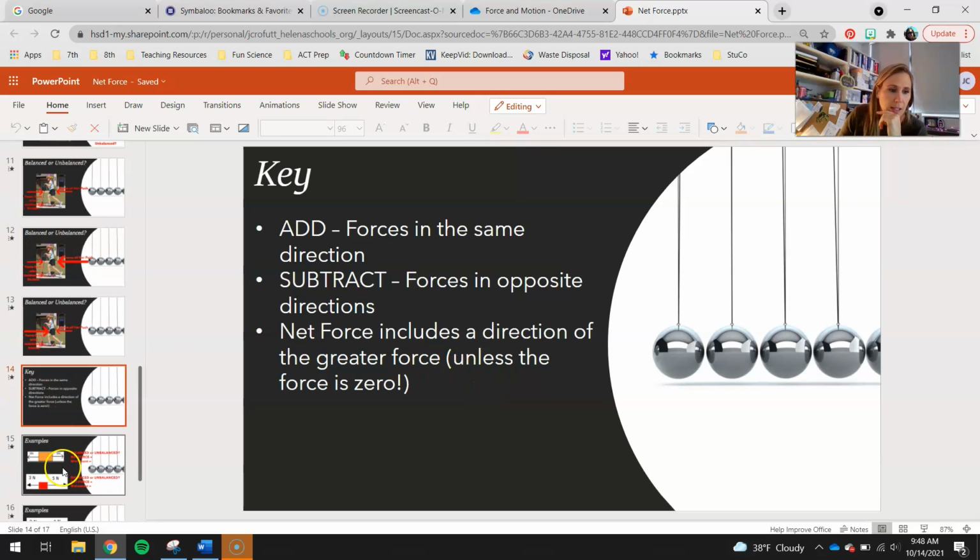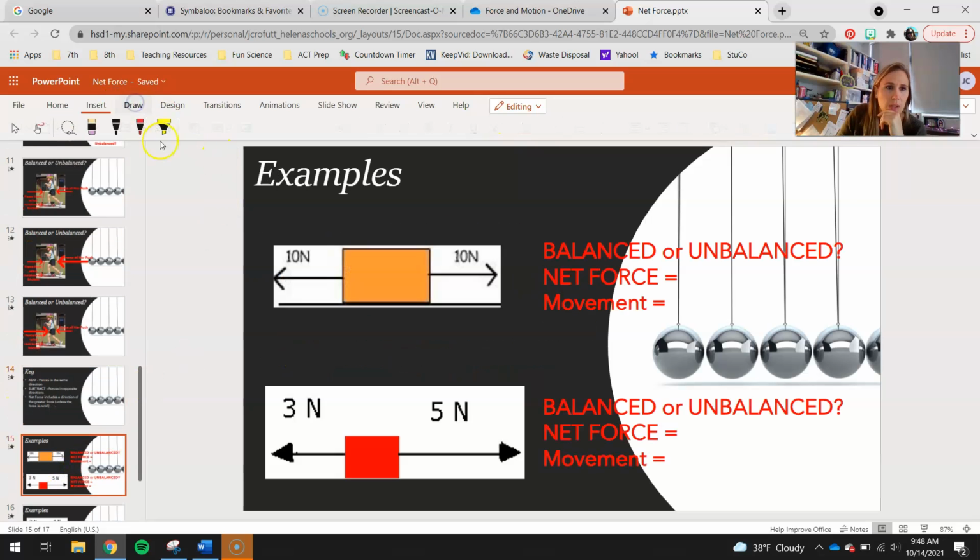whatever the case is. Okay, so here are some examples for you, and I'm going to use the draw tool to fill these out. Here we have a box. We have 10 newtons to the left, 10 newtons to the right. This is an example of balanced. Your net force would be 0 because it is balanced, and we label that newtons. And our movement would be none. So we would see a constant velocity, meaning that it was stopped, it's going to stay stopped.